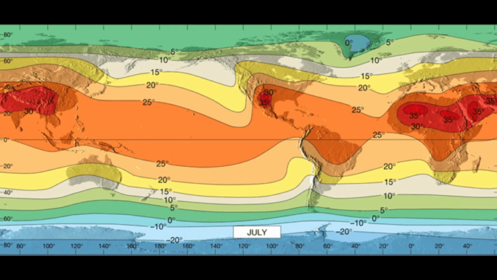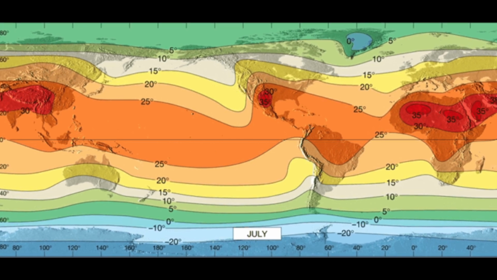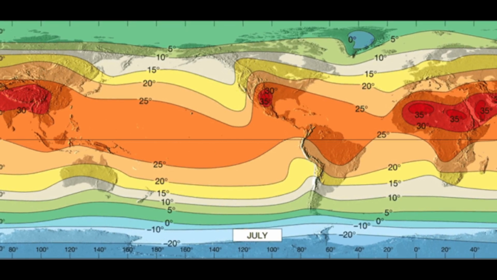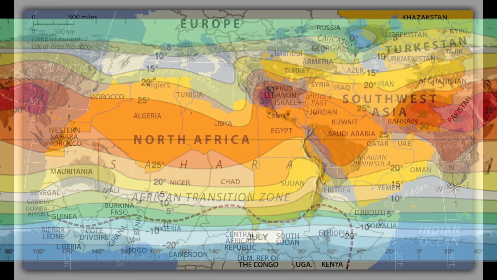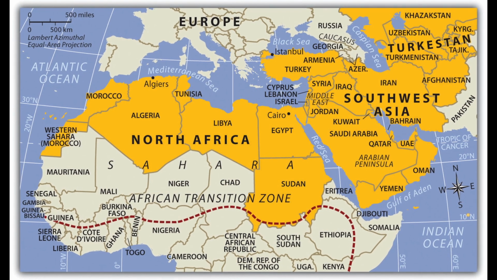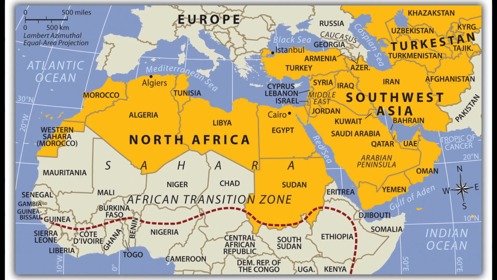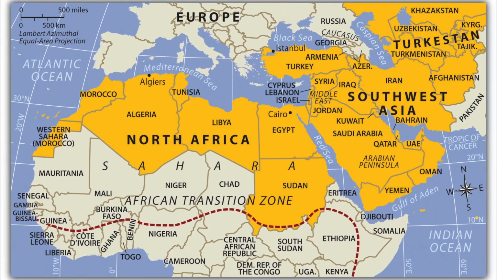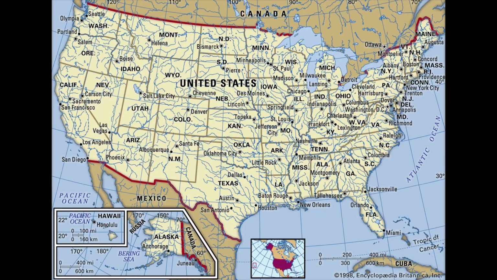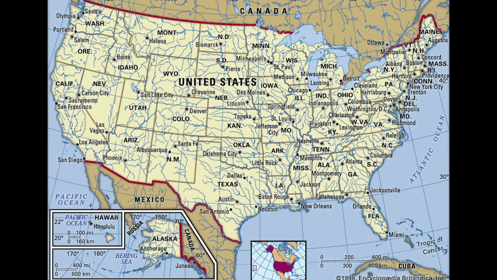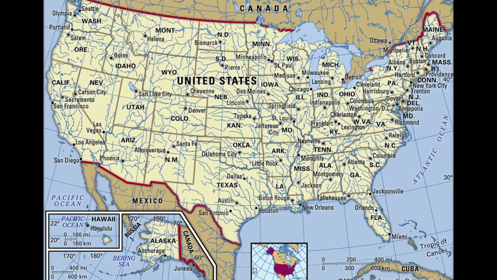An elongated and extensive belt of high temperature, about 32.2 degrees Celsius, is seen extending from northern Africa through southwest Asia to the northwestern part of the Indian subcontinent. Another belt of high temperature is found in the southwestern part of the United States of America.